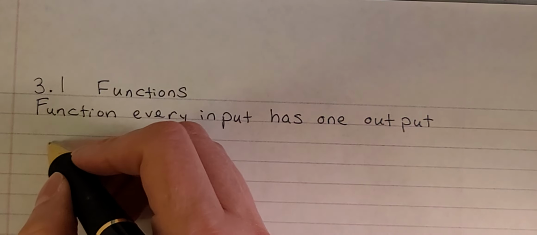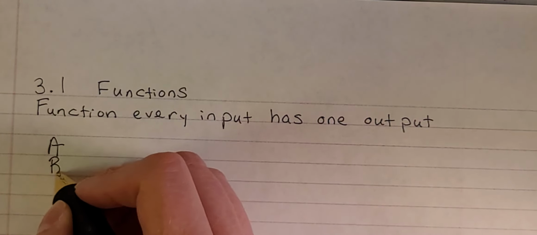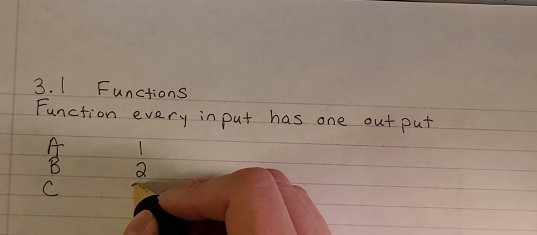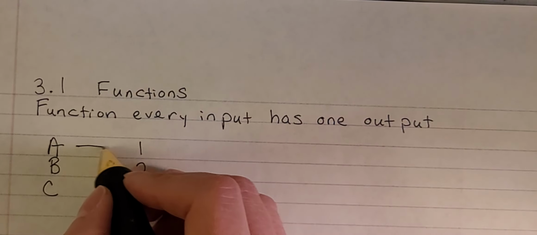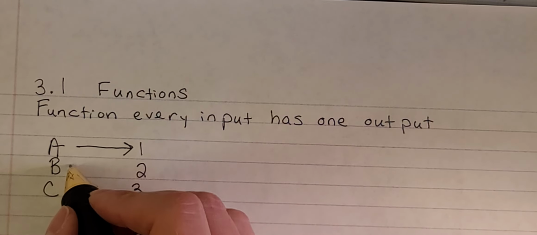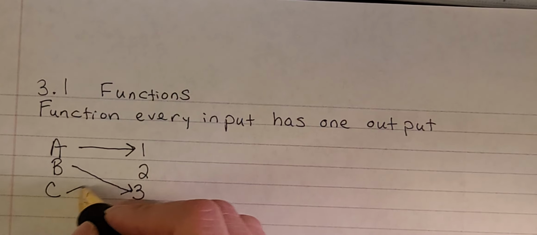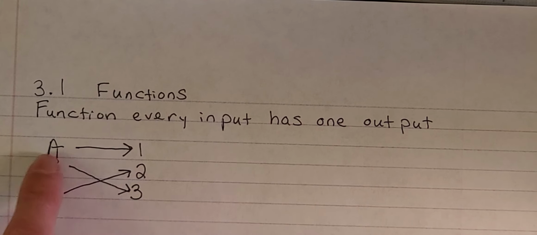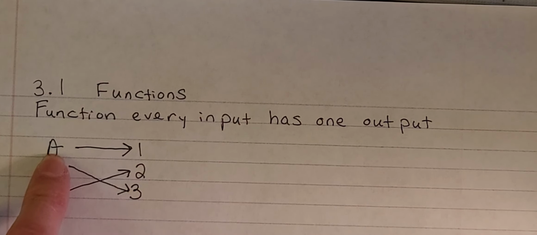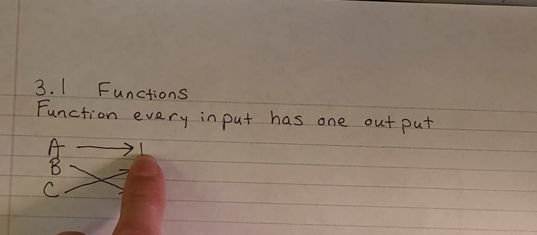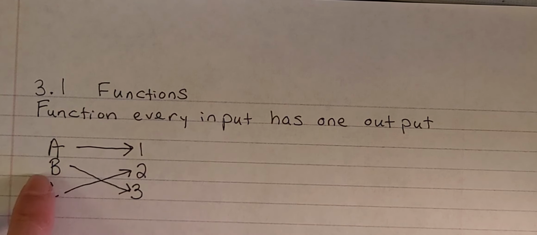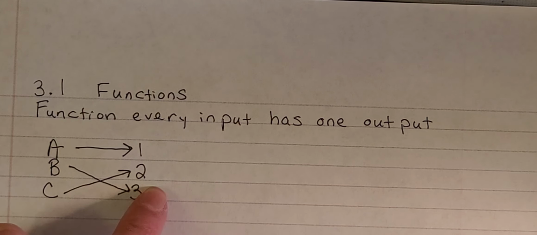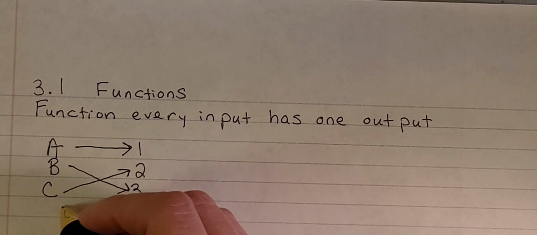All right, so let's look at an example. A, B, C, and then over here I have 1, 2, 3. So let's say that this was the problem and you look at every input. The input is A, your output here is 1. So that has one output. B has the output of 3. C has the output of 2. So yes, this is a function.